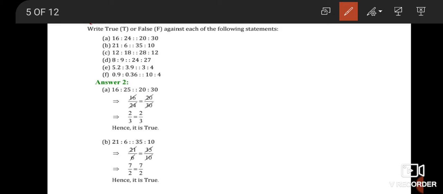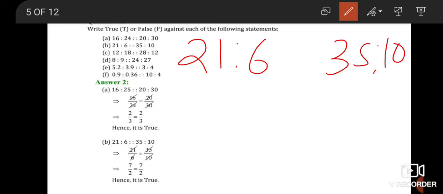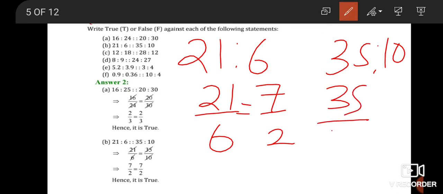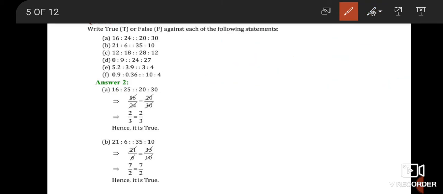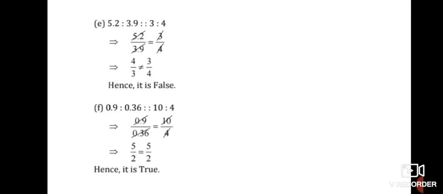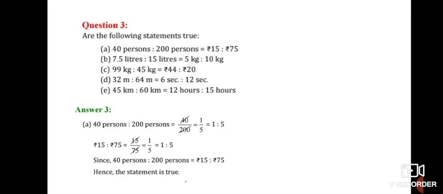Clear? Next, 21 ratio 6 and 35 ratio 10. So 21 ratio 6 gives you, reduce them by the table of 3: 3 2 is 6, 3 7 is 21, so 7:2. And this 35 ratio 10: 5 7 is 35, 5 2 is 10. The ratio is the same, that is 7:2. So they are in proportion and the statement is true. So we write here true. In this way you will do question number 2. Now question number 3. In question number 3, are the following statements true? Same question.